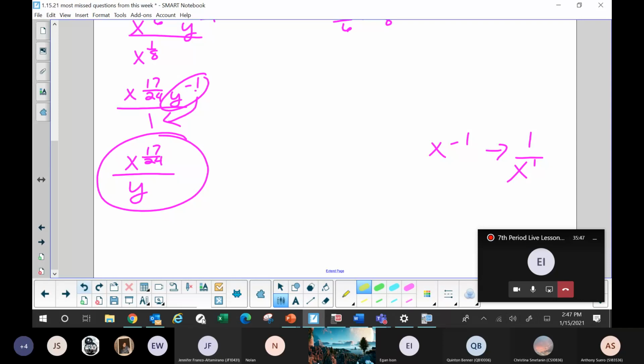Okay. And that's all I did. I moved this y to the negative 1 power to the bottom of the fraction. And there's still technically a 1 here, but you don't have to write it. And it's positive.